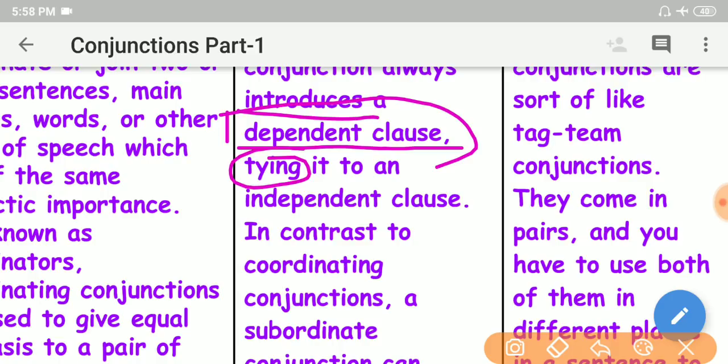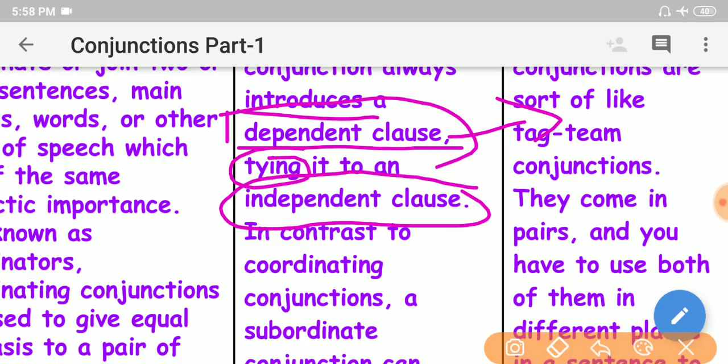A complex sentence generally has one dependent clause and one independent clause. The dependent clause is also called the subordinate clause, and the independent clause is also called the main clause or principal clause.